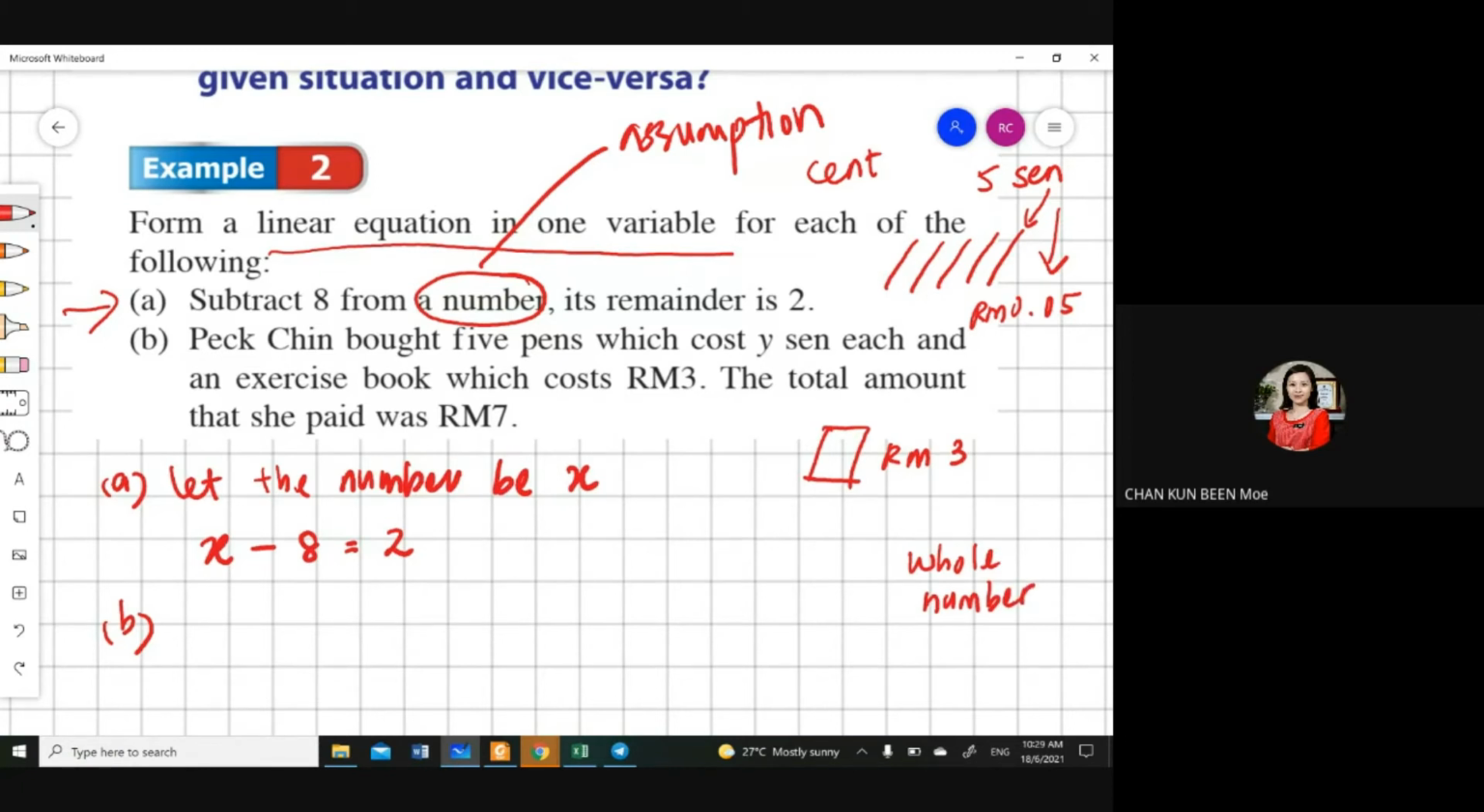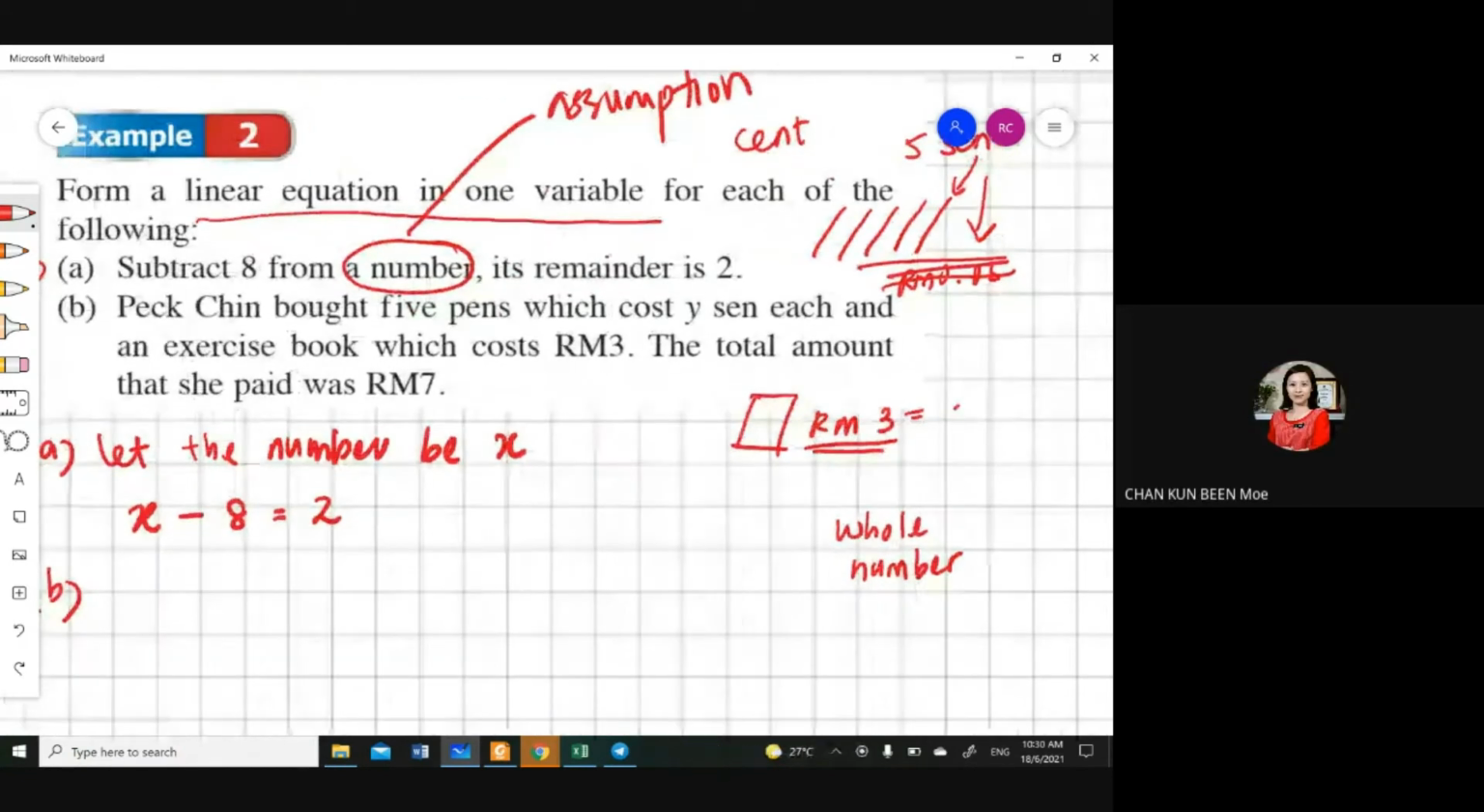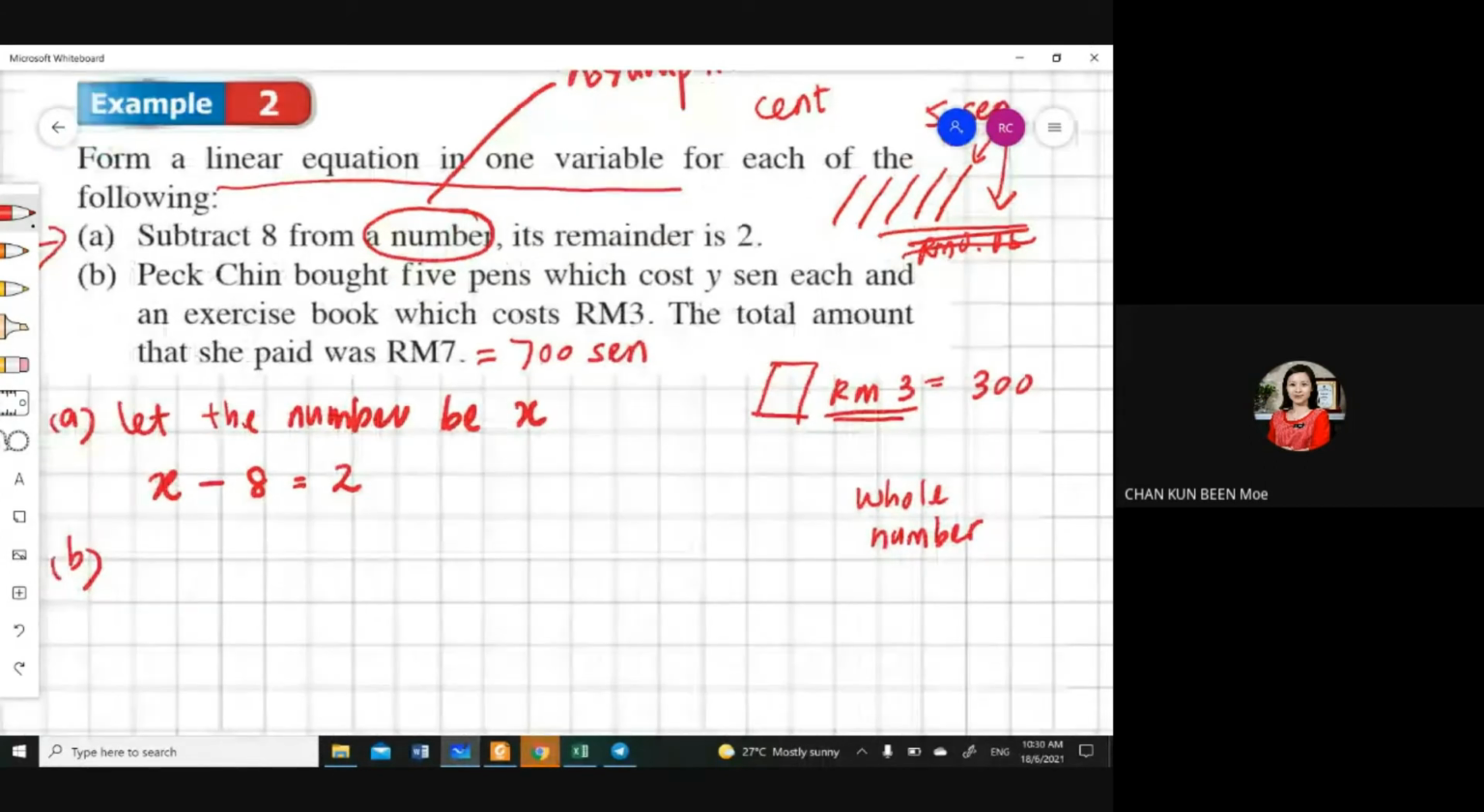So I'm not going to change this to 0.05 because I have to go through another step to change it into whole number later on. So I'm going to change the RM3 into cent. RM3 equal to how many cent? 300. 300 cents. Yes, very good. And the total that she paid RM7, I'm also changing it to cent. How many cent? 700. Yes, correct. 700 cent. Okay, so from here we can form up the equation already.